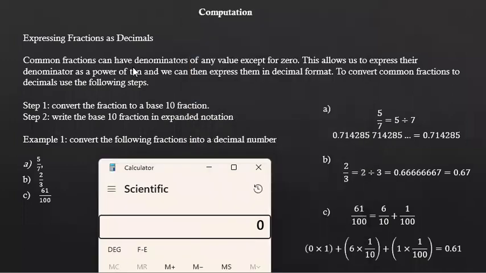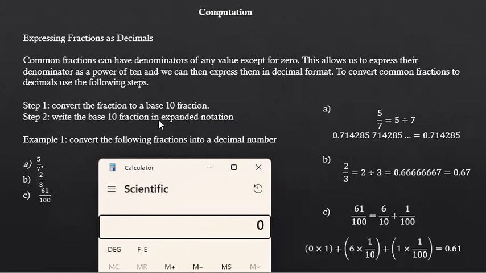Common fractions can have denominators of any value except for 0. This allows us to express their denominator as a power of 10, and we can then express them in decimal format. To convert common fractions to decimals, we use the following steps. First, we convert the fraction to a base 10 fraction, if possible. Not always would it be possible to convert the fraction to a base 10 fraction. Only in the case where you have 61 over 100, or maybe 9 over 10, or something, so that you could do that.